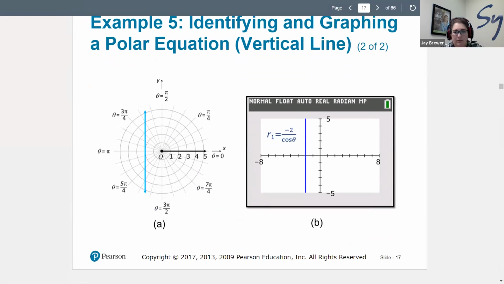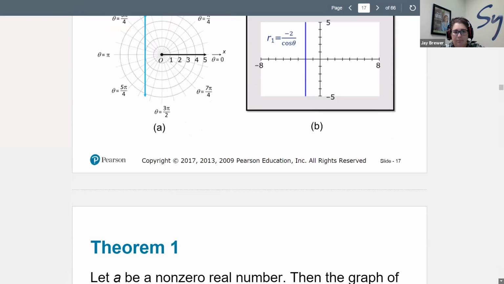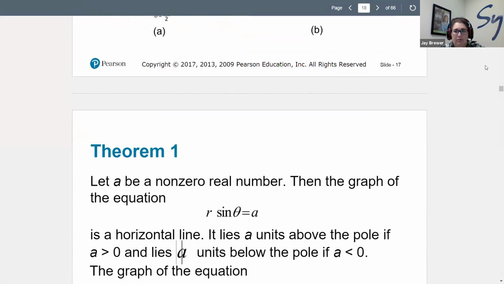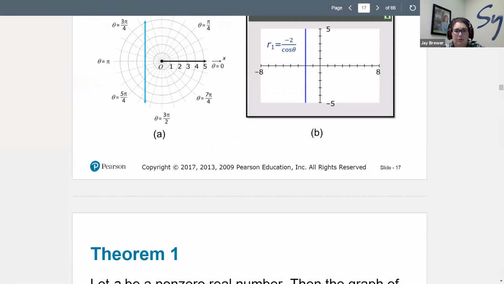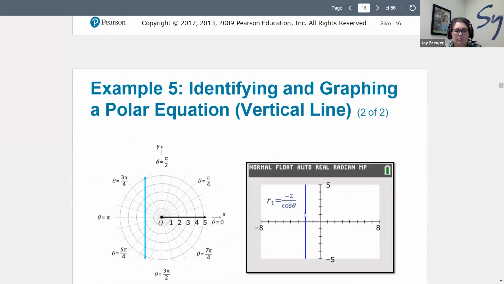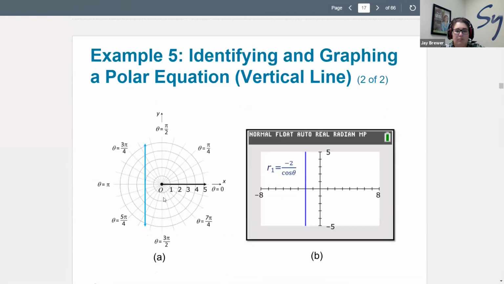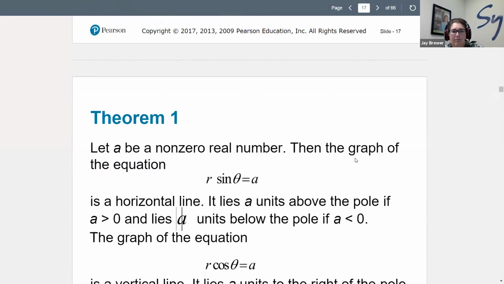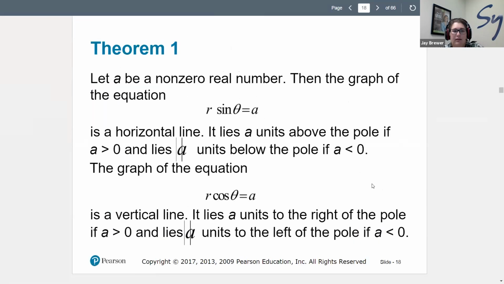All right, let's look at the theorem. And what I do like up here is that they did show you that you can draw it by hand. So on the left is drawn by hand, and on the right is their graphing tool. All right, so go ahead and write down theorem 1.